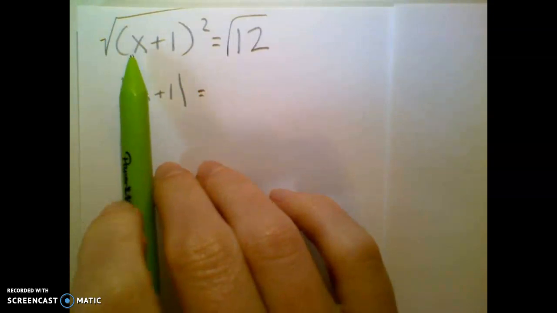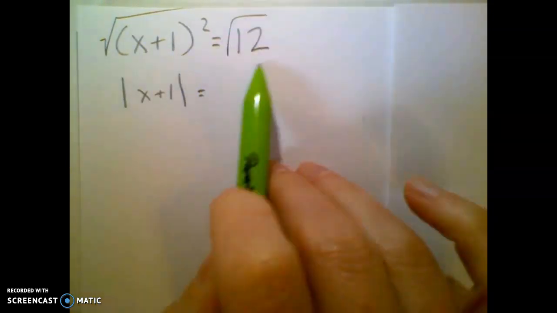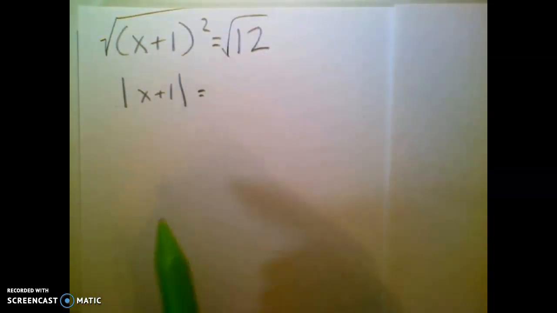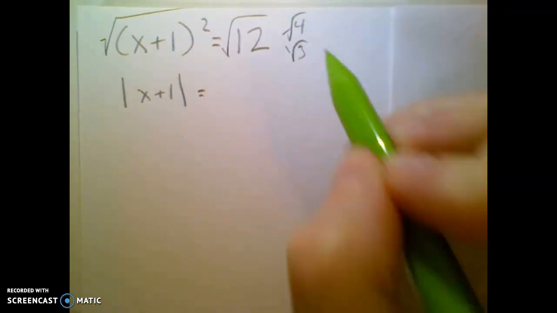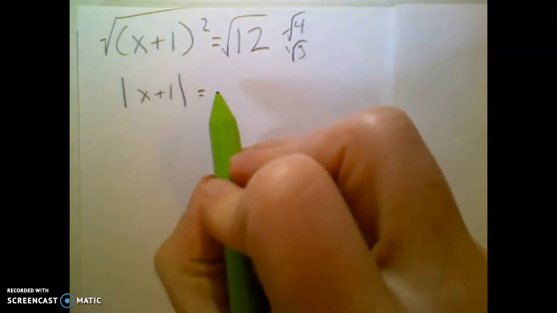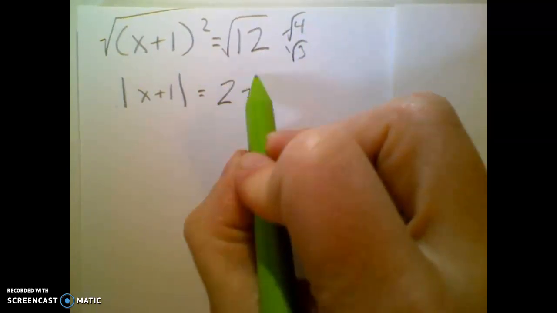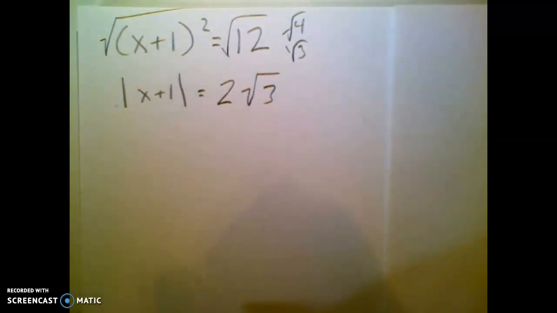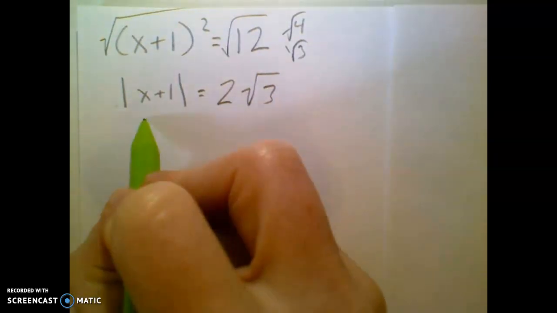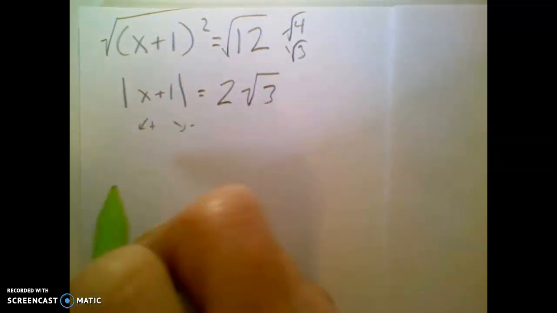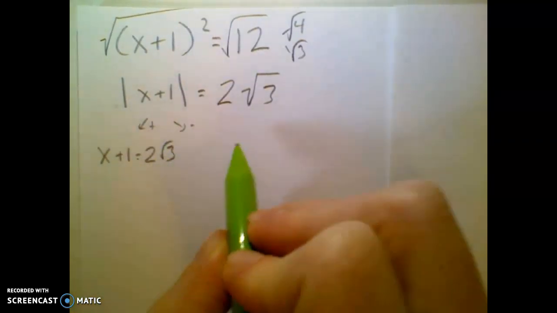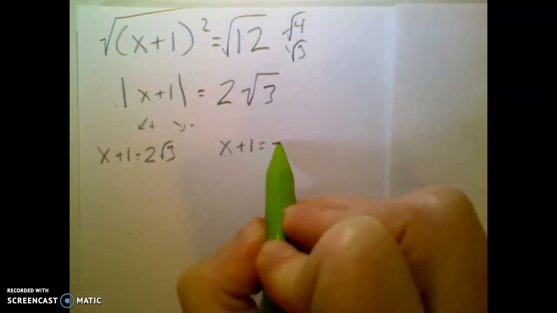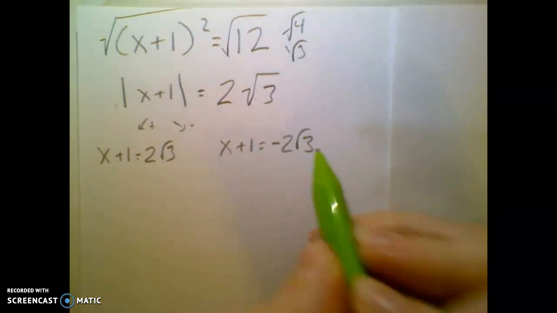All right, I did my absolute value on the inside. And then root 12, you have to actually reduce that. So root 12 is 4 times 3. So root 4 times root 3. Well, the square root of 4 is a 2. Square root of 3 is obviously just square root 3. Okay, I'm going to do a positive route and a negative route. So x plus 1 equals 2 root 3. And x plus 1 equals negative 2 root 3.